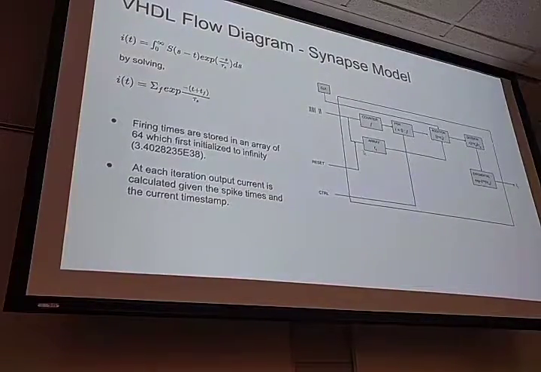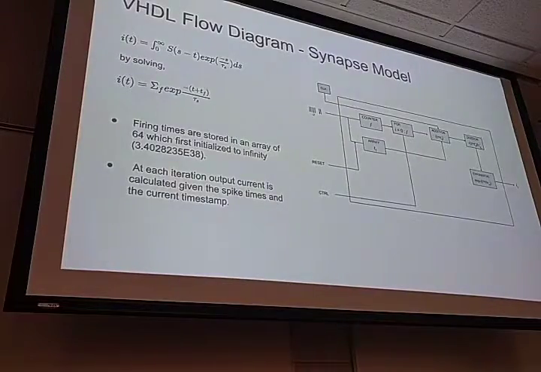The only change that we have done here is that we keep an array. We keep all the firing times of the spikes in an array. At the beginning of the system, we initialize all of the array components. This is an array of 64 elements, and all of these elements are initialized to infinity, because at the beginning, where t equals 0, there are no spikes in the system. So it should return zero synaptic current.